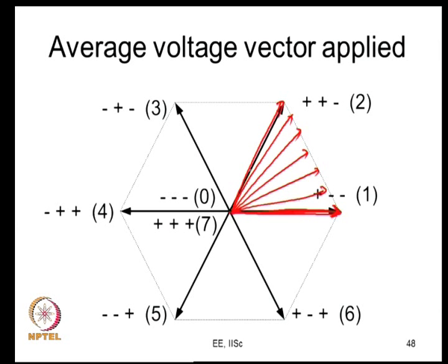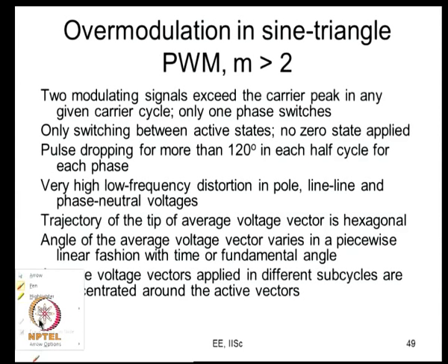Again you will go to active vector 2 and for a certain duration you will continue to apply active vector 2, then it goes in here. This is how the average voltage vectors are in different subcycles. If you look at it here, two modulating signals exceed the carrier peak for m greater than 2 everywhere, and sometimes only one, sometimes even all three would exceed that 2 minimum, and sometimes it could be even 3, which is what you have to make sure here. So, I will probably indicate that here itself.